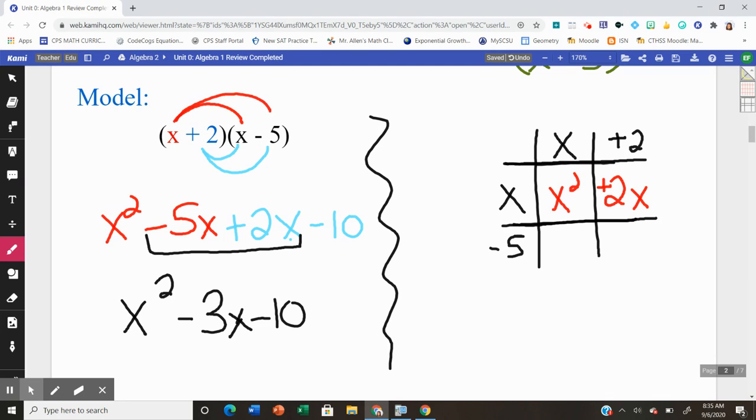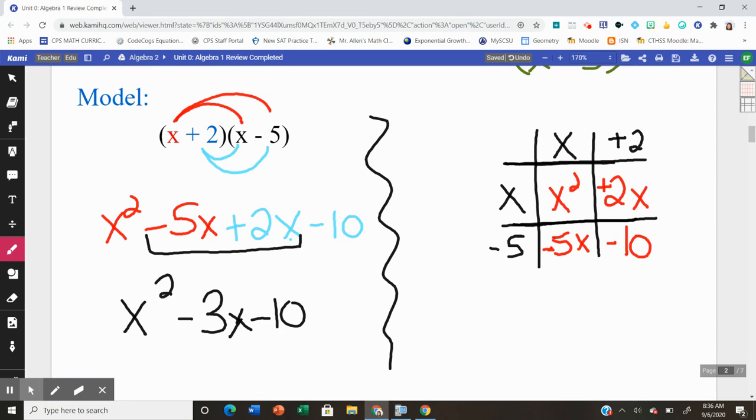And now let's go down to the next row. So negative 5 times x is negative 5x. Oops, sorry, that was a little sloppy. And then negative 5 times 2 is negative 10.